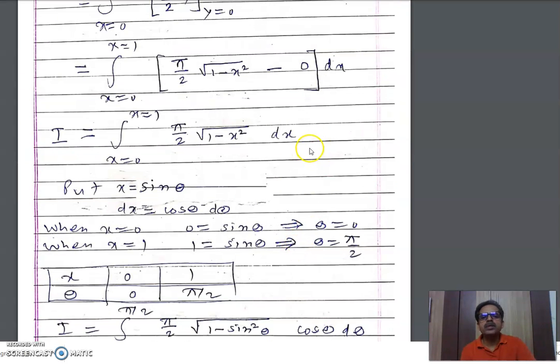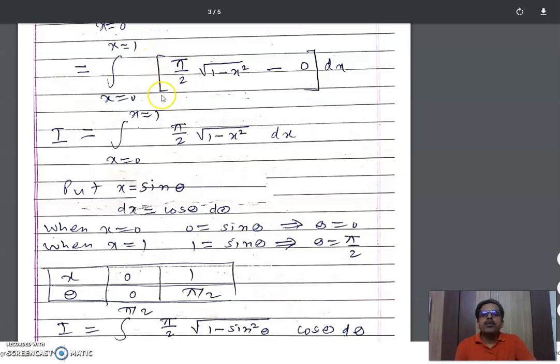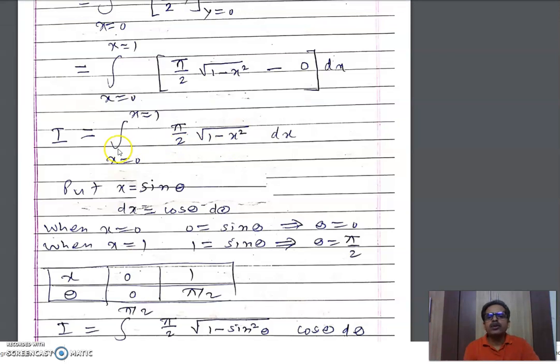You can see that the problem of double integration is now converted to a single integral, and using a standard formula you can solve it, or if you don't know, you can make a substitution. You can put x is sine theta. If x is sine theta, then dx becomes cos theta d theta. X has a limit 0 to 1.